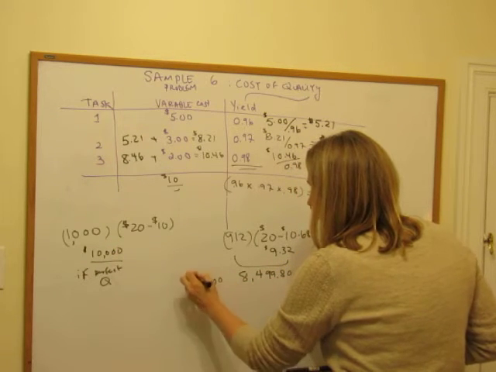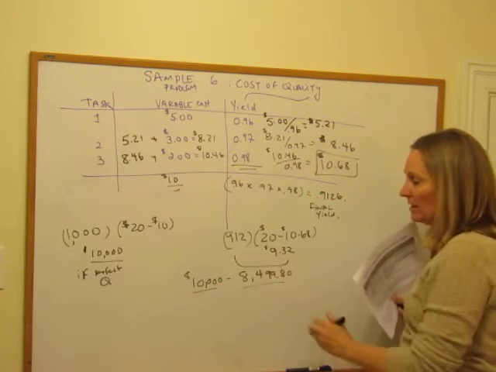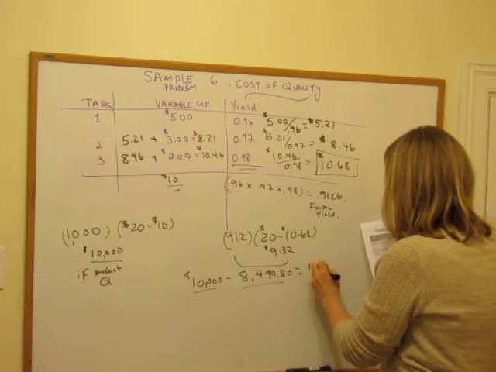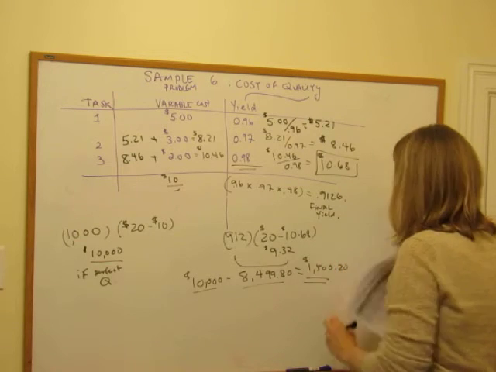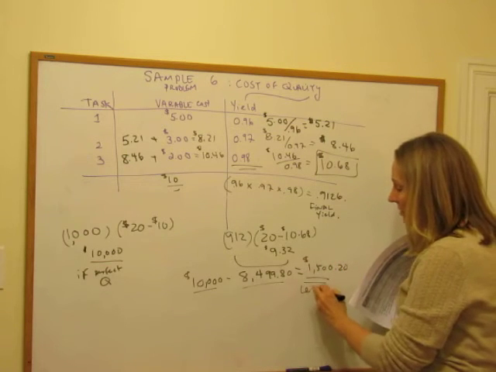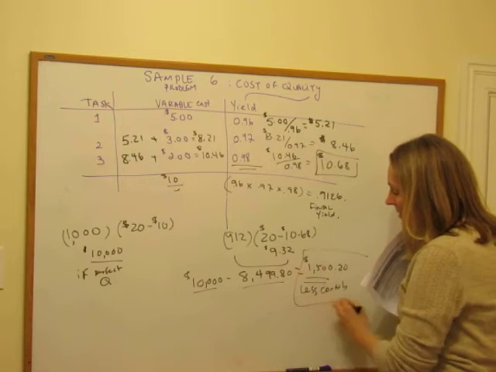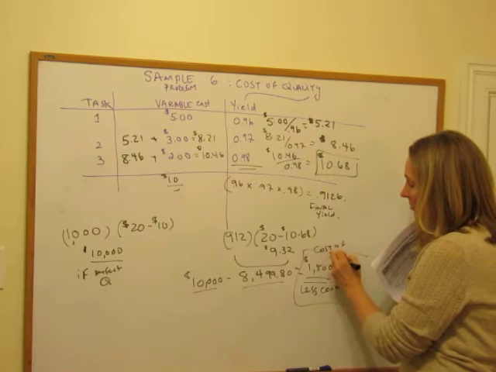So the difference between those two numbers, between 10,000 and 8,499, is equal to $1,500, basically 20 cents if you want to include that, less contribution. That is the cost of poor quality, $1,520. So this is the cost of poor quality.